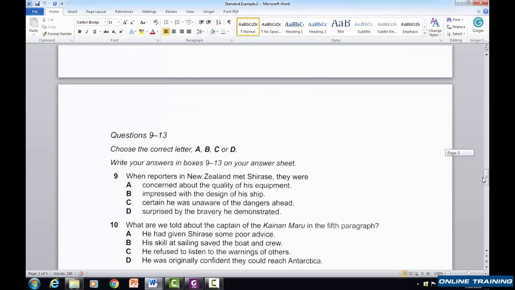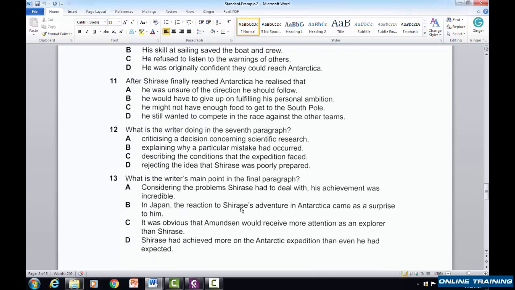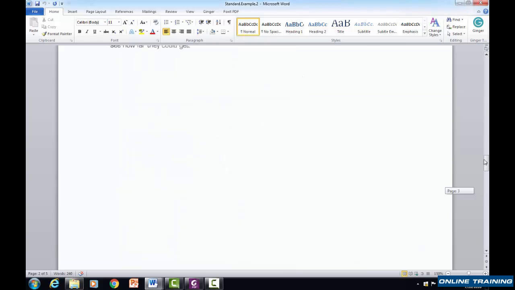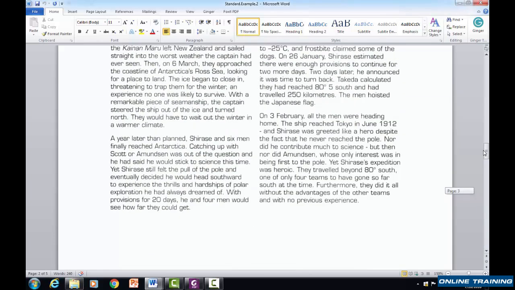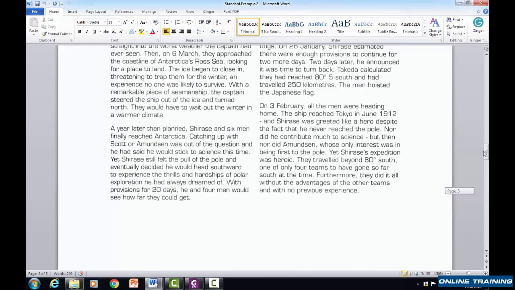So what are they doing here in this final paragraph? Considering the problems he had to deal with, his achievement was incredible. That's probably correct. The reaction came as a surprise to him. We don't have any information about that. It's obvious that Amundsen will receive more attention. There's no information that says that. Cherise had achieved more on the expedition than they even had expected. It doesn't say that. It tells us that, considering he had never done it before, he had no experience, he had no advantages, he had these problems, but he was still greeted like a hero.